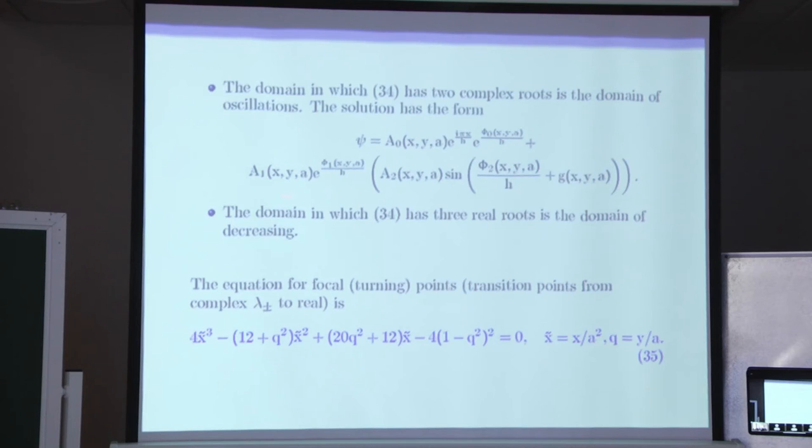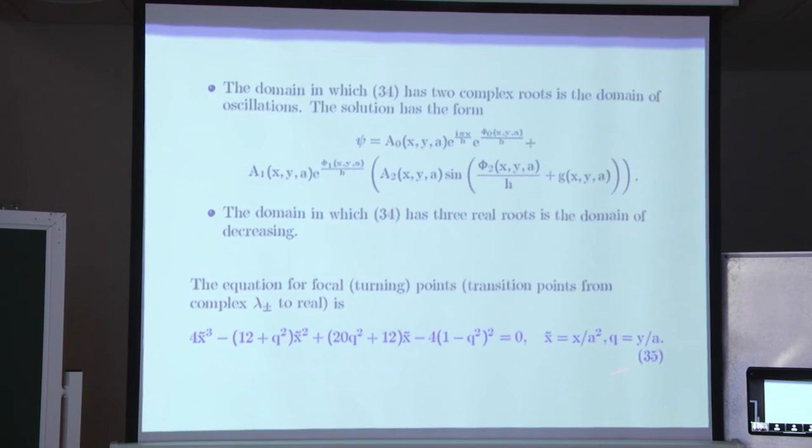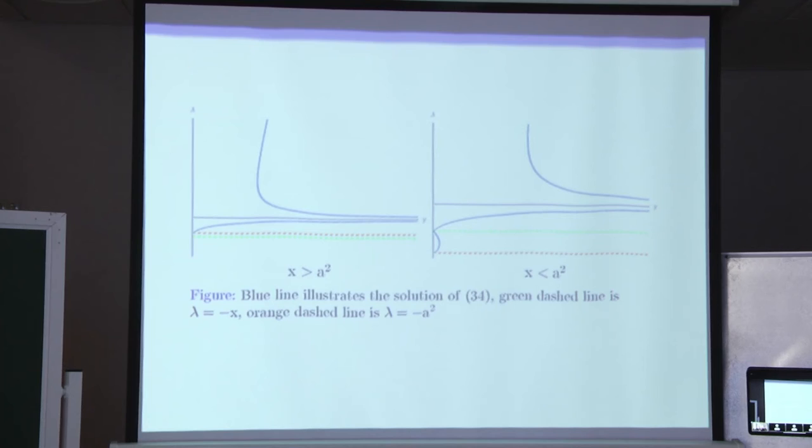And if these roots are complex, we have the zone of oscillations. If these roots are real, we have the zone of decreasing. And the focal points are defined by the following equation. And the next nice property is that this equation has only one real solution in x. So for each fixed y, there is only one focal point on the axis x. But if we try to find solutions in the variable y, then it can be different. It can be only one focal point, or it can be two focal points. So here is the zone of oscillations, and here is the zone of decreasing.